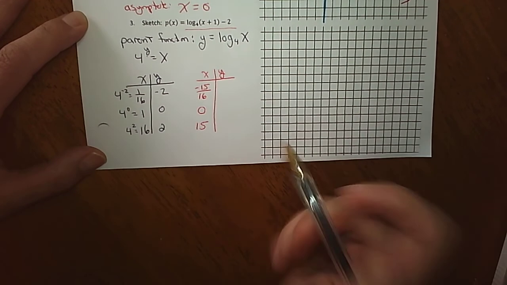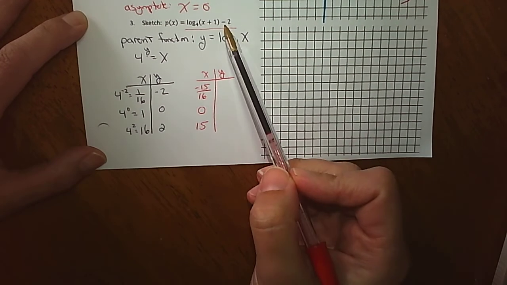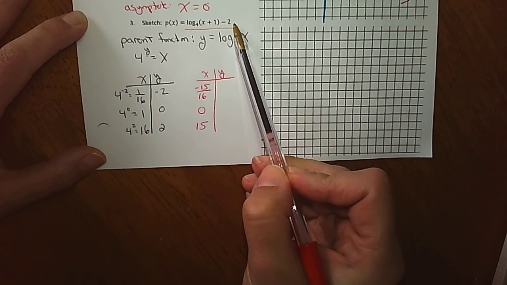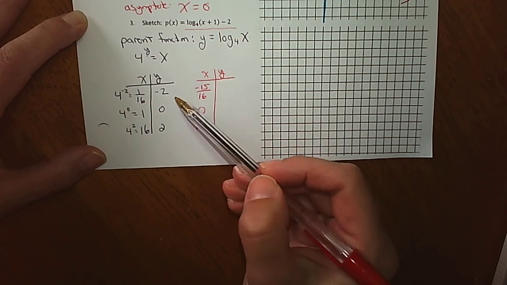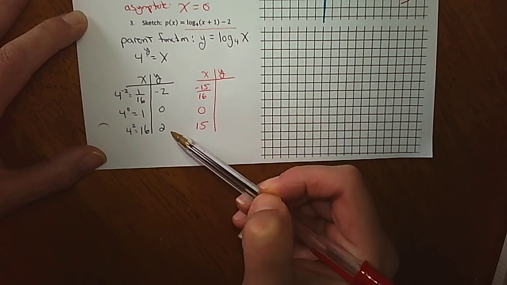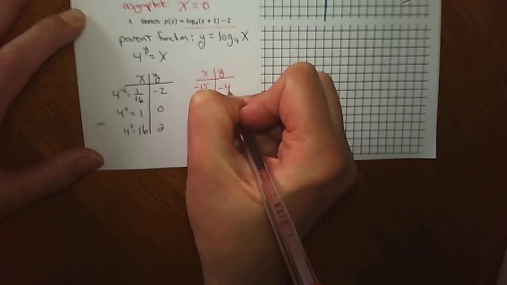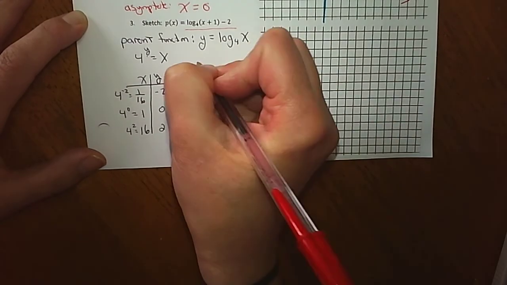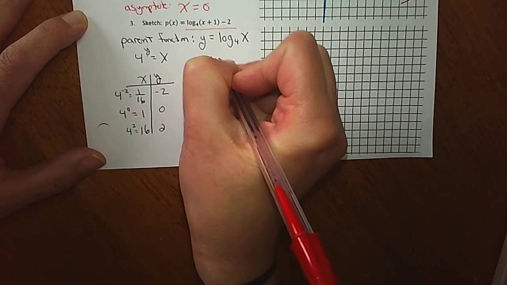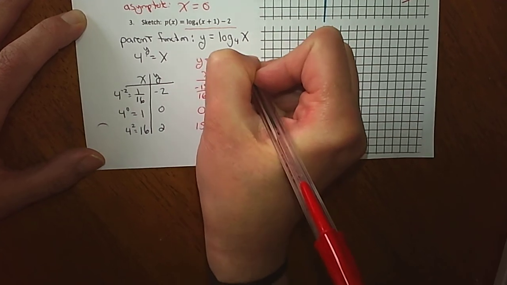Now, this guy, -2, that means the graph's got to move down 2. That would affect the y values, so I'm going to subtract 2 from each of the y's. So it's -4, -2, 0. And this is the equation for what they want us to graph.